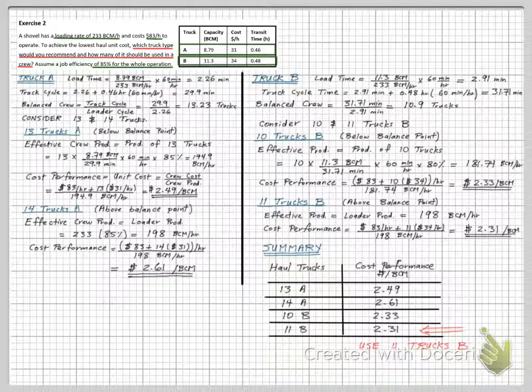We can now conclude this exercise by recommending to use 11 trucks of type B with the provided shovel for this earth moving operation.